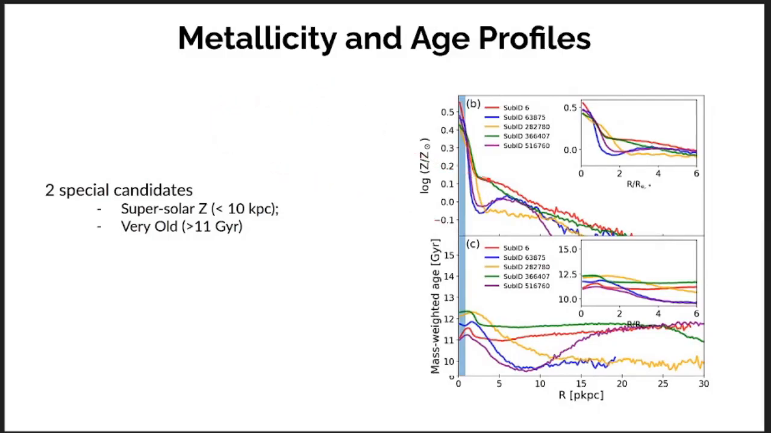The spatial distribution of metallicity we can see here in these profiles. Two of the galaxies, I draw your attention to the red one and the green one, have supersolar metallicity up to 6 effective radii, about 10 kiloparsecs, and are very old. Also, here we have the age profile: they are very old, up to 6 effective radii and beyond, older than 11 gigayears. So they are very good candidates for relic analogues.